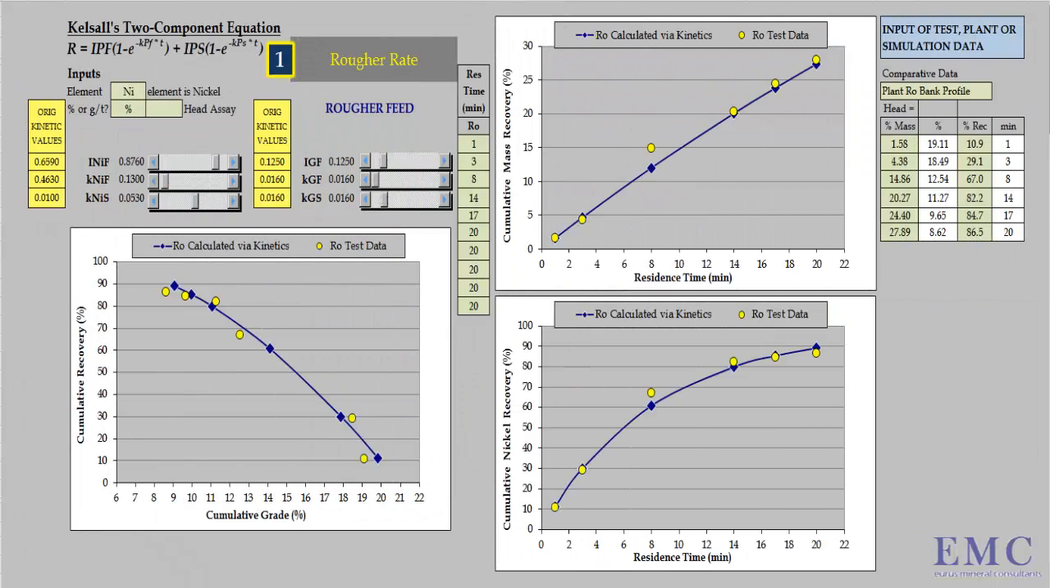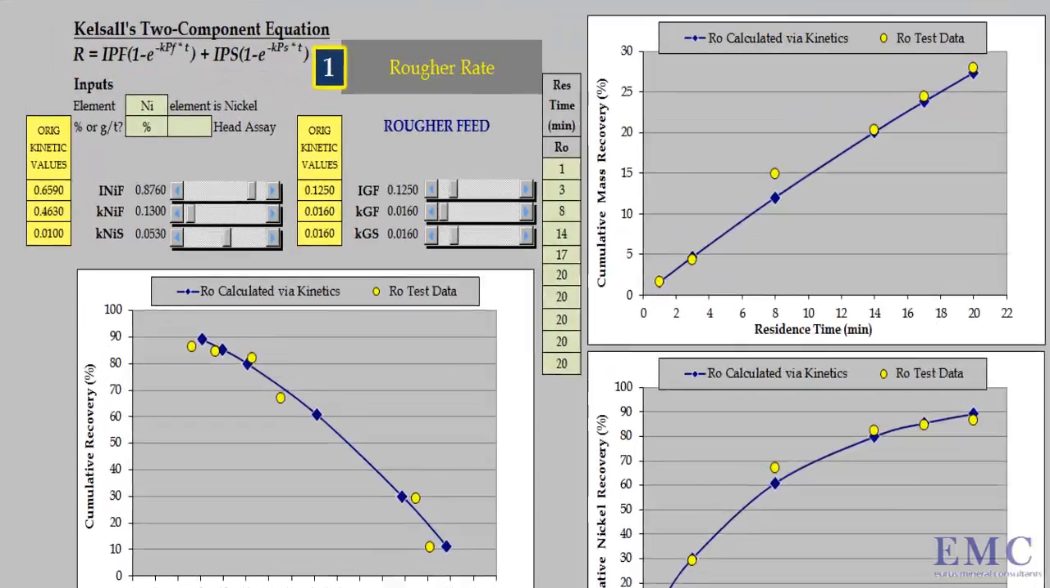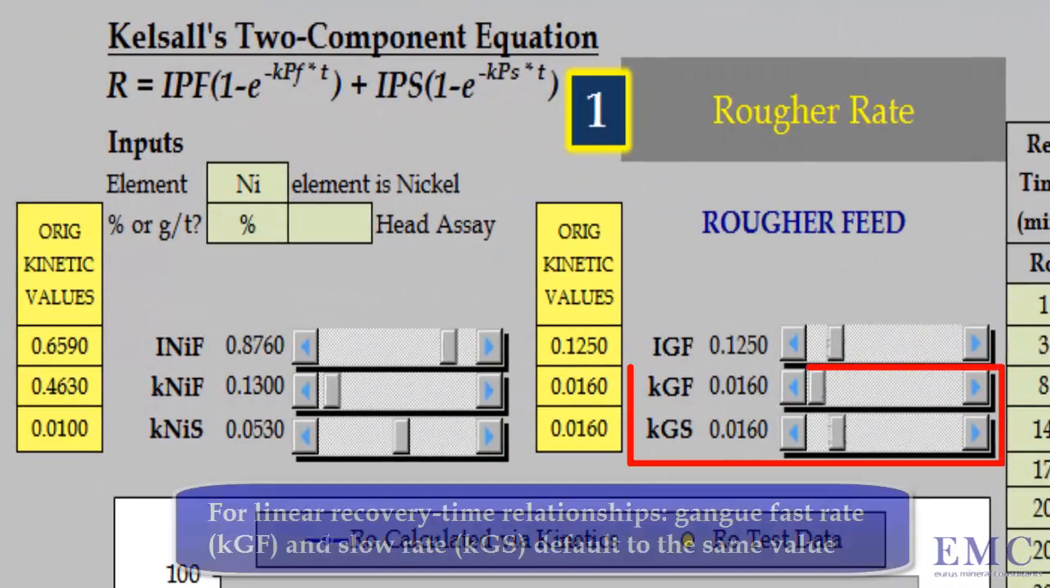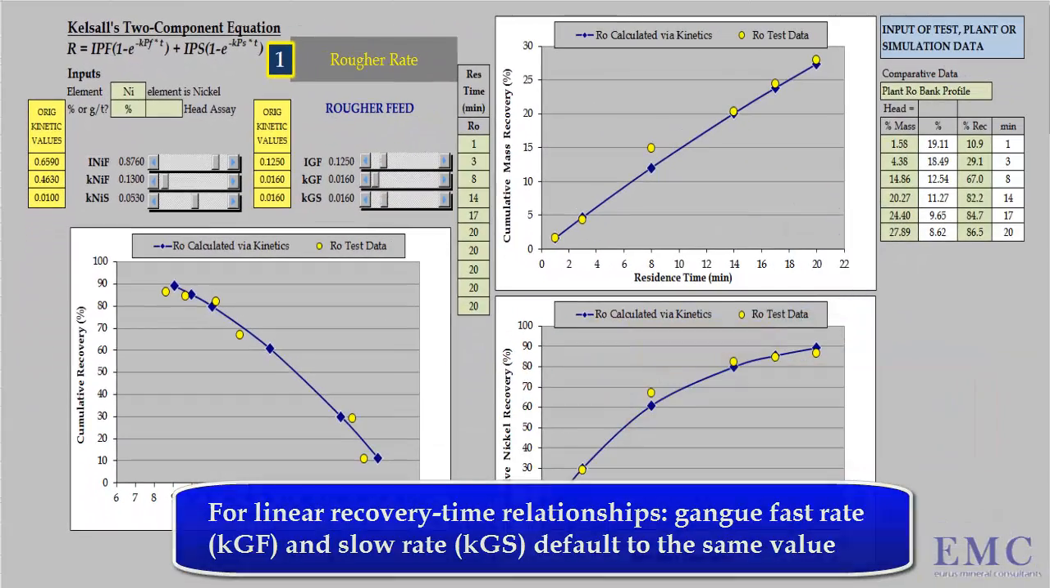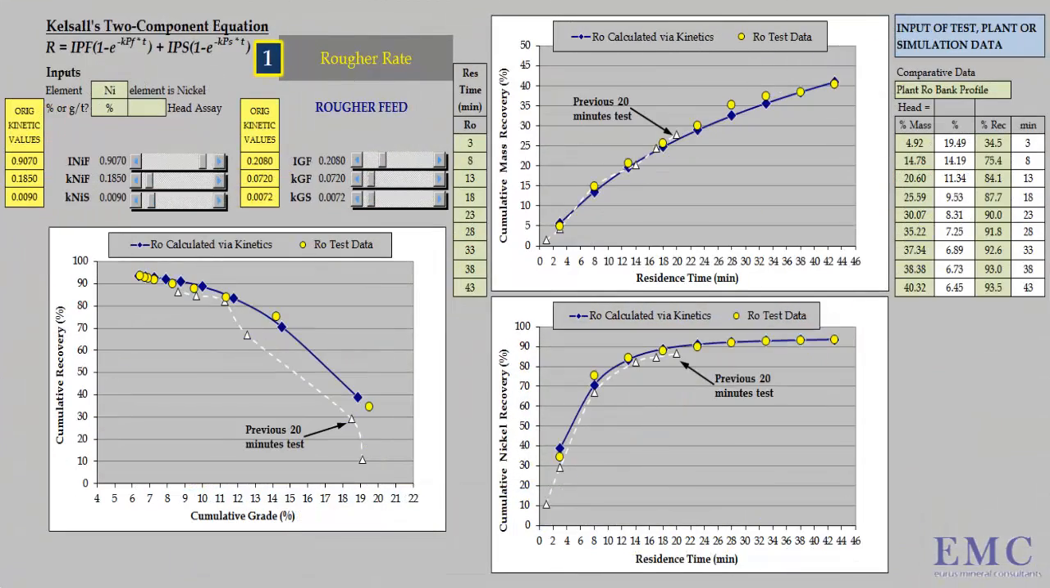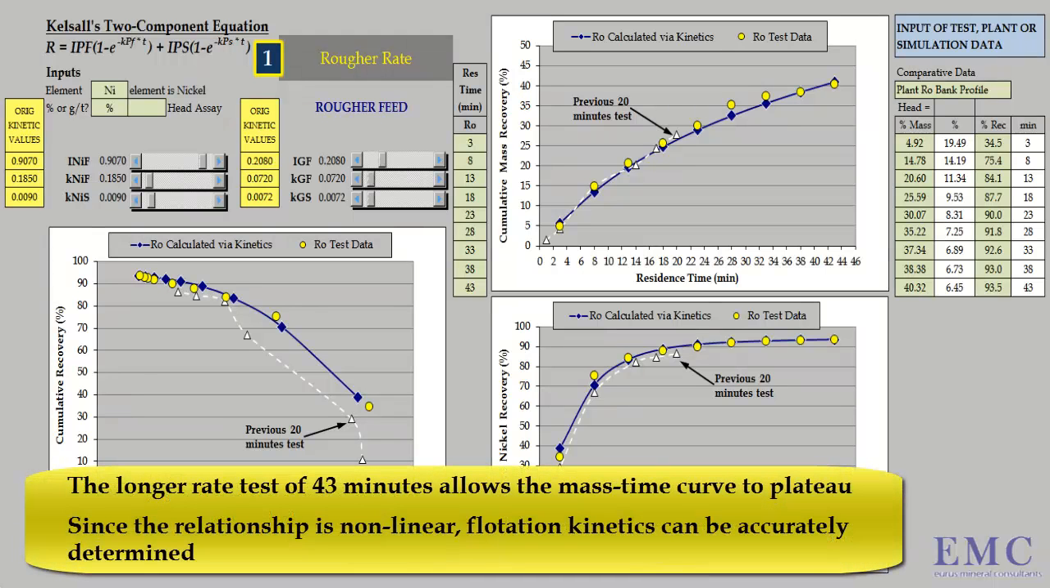Flotation kinetics are estimated using Kelsall's 2-component equation. This format is not suitable for describing a linear relationship. As seen here, both fast and slow floating rates default to the same value, and the value assigned to the fast floating fraction has no influence. With its mass recovery time relationship beginning to plateau, and nickel recovery time reaching a definite plateau, data from the longer test provides a more accurate measure of flotation behavior.